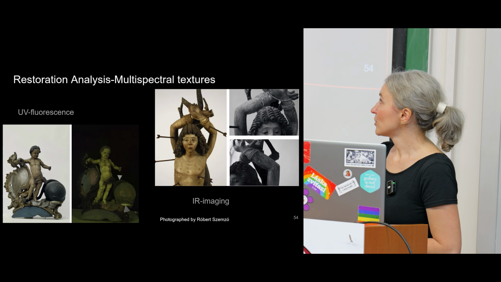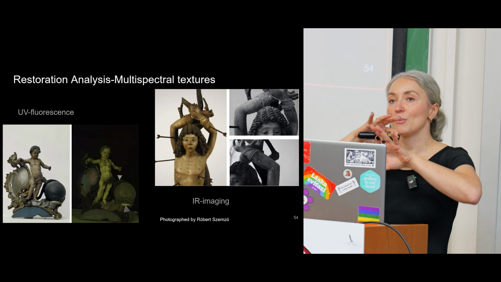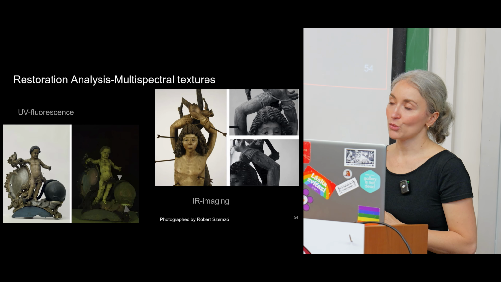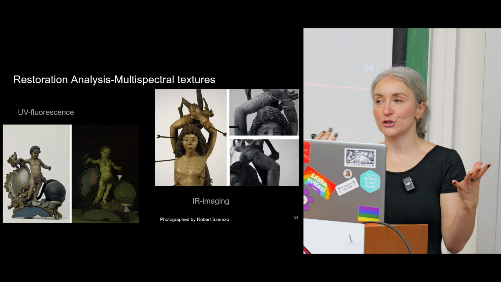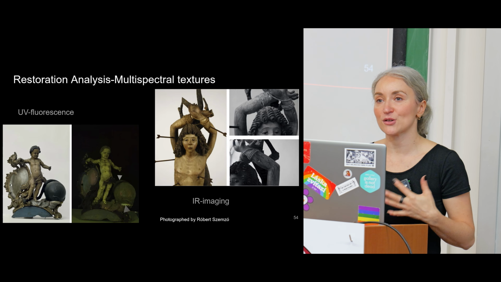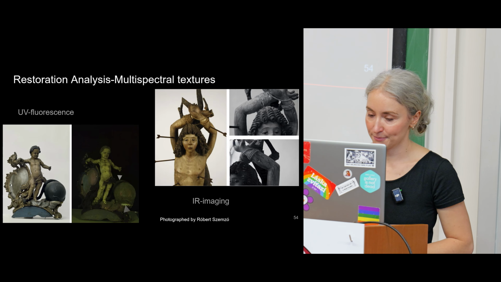However, if we have a 3D model, we can do these textures from different points of view, and we can register them with the 3D model. So we can add context for the restorer, not only to see it as individual photos, but they can see it mapped on the 3D model and can get more context from it.